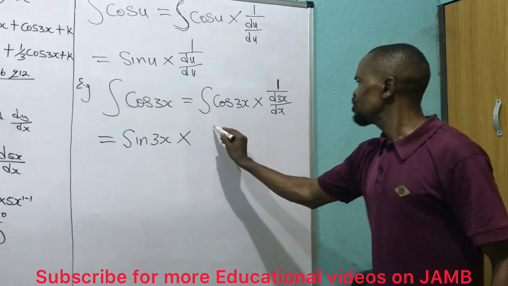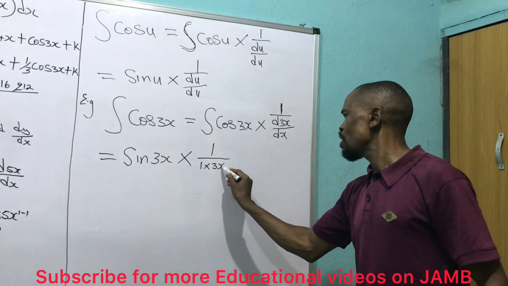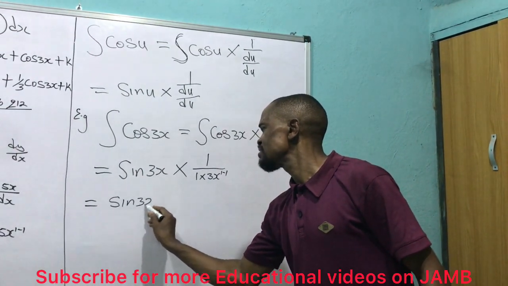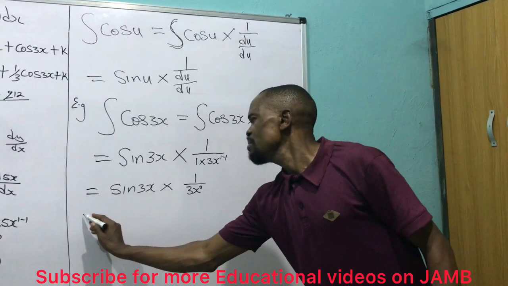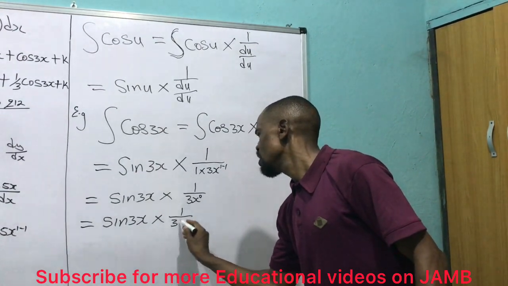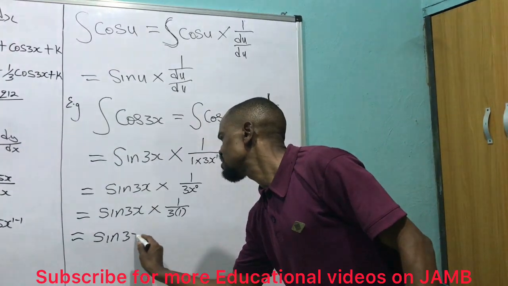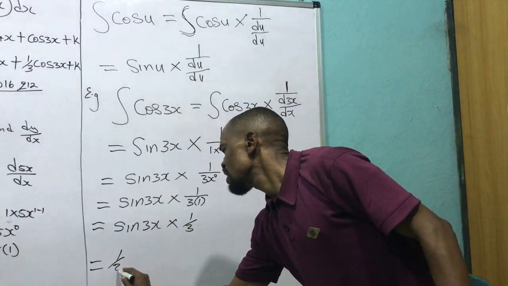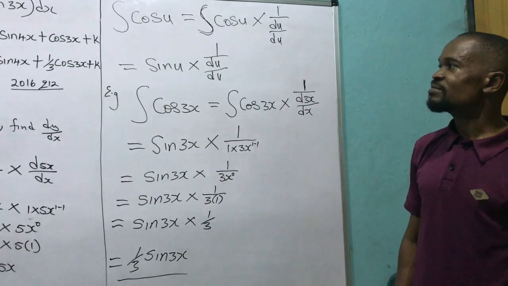Times, when I differentiate 3x, it will give me 3, 1 times 3 raised to the power 1 minus 1. And this will land me at sine of 3x times 1 over 3 x raised to the power 0. You remember that this will be sine of 3x times 1 over 3 into 1, because anything raised to the power 0 is 1. So I have sine 3x times 1 over 3. Then this will give me 1/3 sine 3x as my answer when I integrate this. Are you getting what I'm saying now?